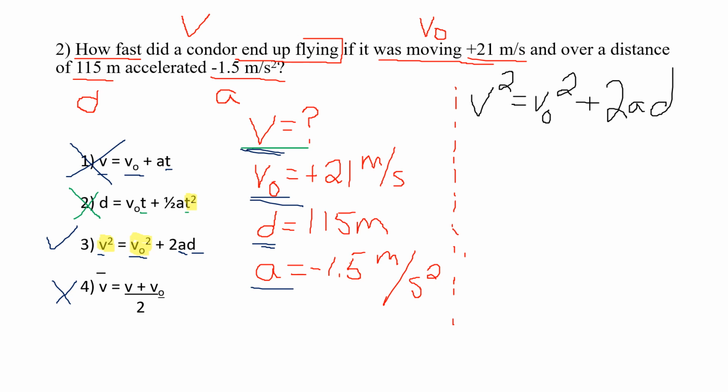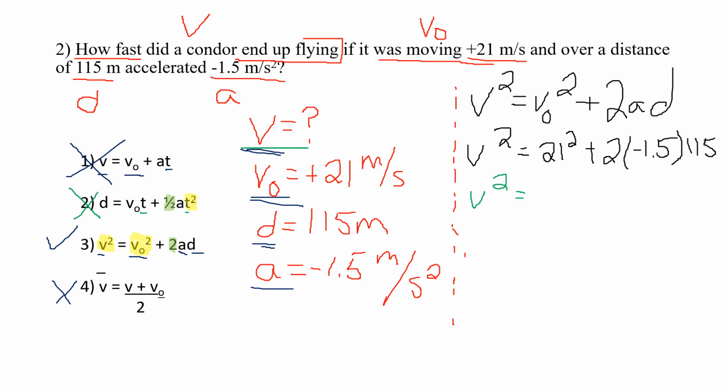Okay, let's plug into this. V squared equals 21 squared plus 2 times negative 1.5 times 115. Just plugged in. This 2, sorry, I almost forgot to mention. This 2, like the half, is just a number that's always there. It's just something we have to accept. Not a fun answer, I know, but it is what it is.